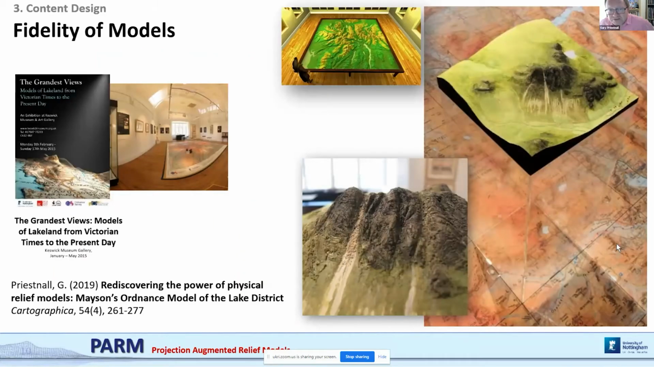The fidelity of models is really important, I think. These shots are from an exhibition I was lucky enough to be able to put on about a historical relief model from 1875 in the English Lake District. So here I was trying to replicate from some original negative molds. I scanned them and digitally flipped them and CNC milled them, and then handcrafted the finish, as you can see here, to try to replicate what the original model would have looked like.